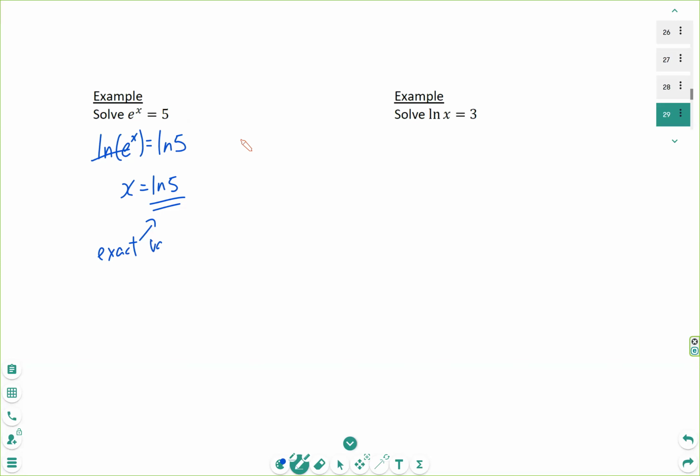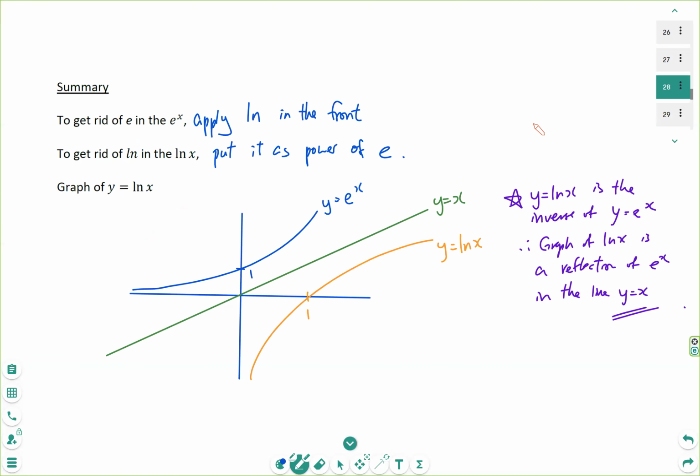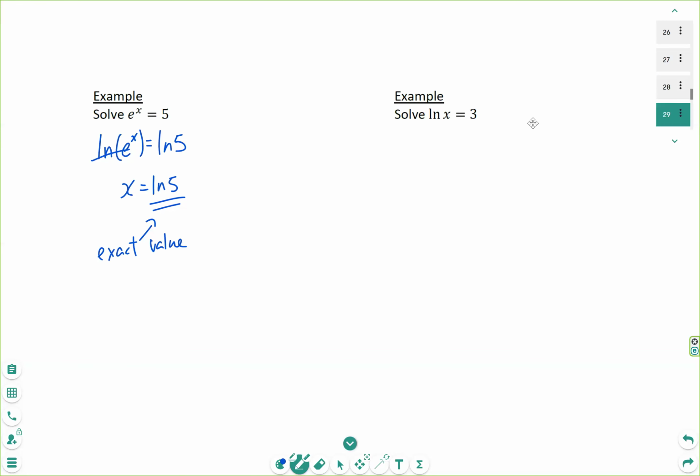This will happen quite frequently, where they ask for an exact value, like surd form. If you put ln 5 in the calculator, you get a really weird decimal number, which sometimes we don't need. We just need the exact value, like surd form. Now solve ln x equals 3. To get rid of ln, we put it as a power of e on both sides. E and ln cancel out that way, so x equals e cubed. Again, this is called an exact value. We don't need to put it in the calculator. Let's leave it like this, an exact value, like pi.